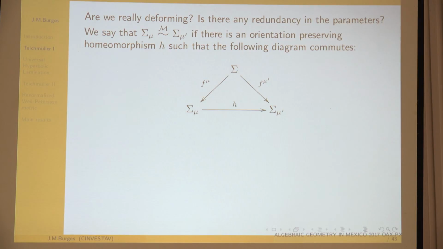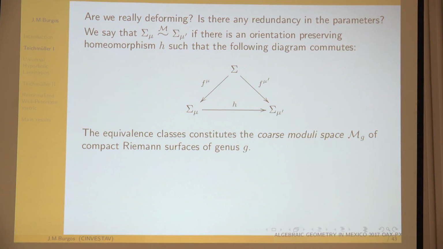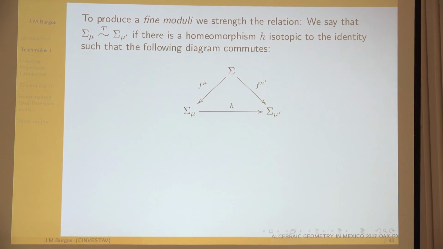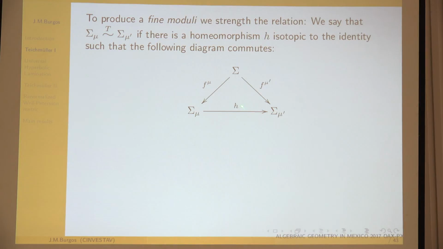We say that 2 deformations are equivalent if the following triangle commutes, and H is an orientation-preserving homeomorphism. The equivalence classes constitute a coarse moduli space of the genus g curves. It is coarse because of the thing I said before. We have non-trivial automorphisms, so there is no universal family, and we don't have a fine moduli. To produce a fine moduli, we strengthen the relation. Instead of taking a homeomorphism, we take a homeomorphism isotopic to the identity, and that will be the Teichmüller equivalence relation.